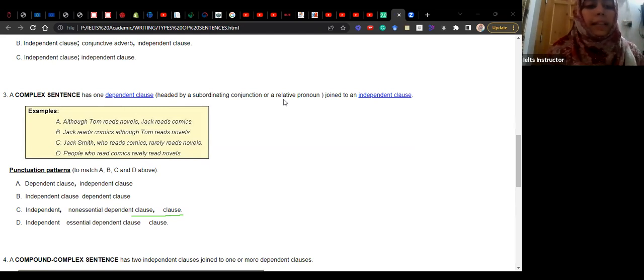Okay, so a complex sentence has one dependent clause joined to an independent clause. All right, for example, although Tom reads novels, Jack reads comics.